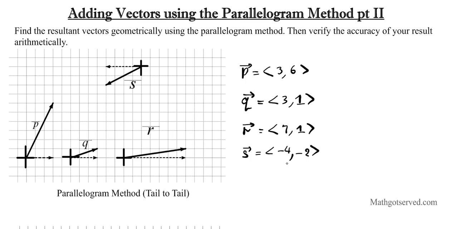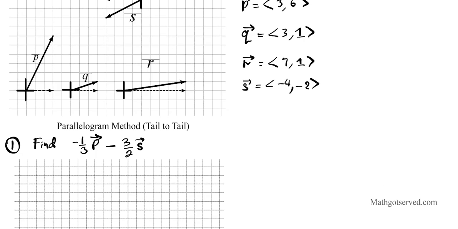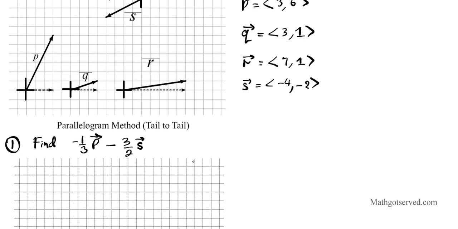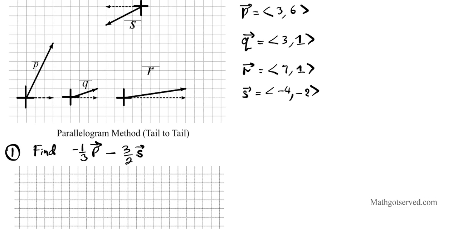Okay? All right, now let's go ahead and try number 1. For number 1, we're going to find the resultant vector of negative 1/3 of vector p minus 3/2 of vector s. Okay? All right, these two vectors are negative. We're going to be adding them, so we need to take the opposite of each independent vector so we can add them, okay? So what are we graphing here? We're going to be graphing negative 1/3 p and negative 3/2 s. All right, so let's start with the first one.